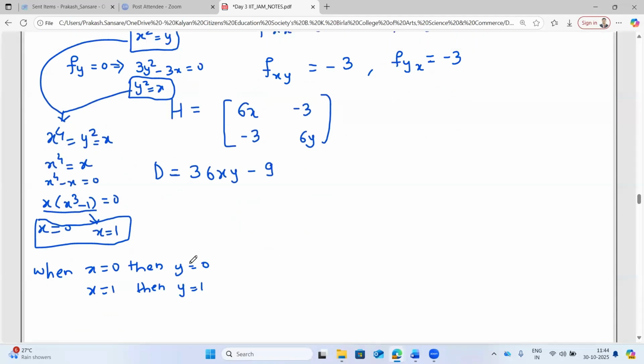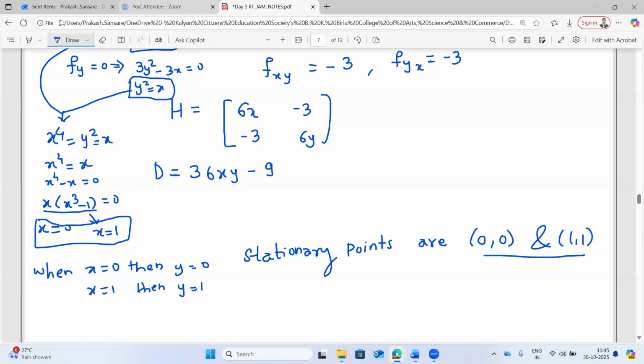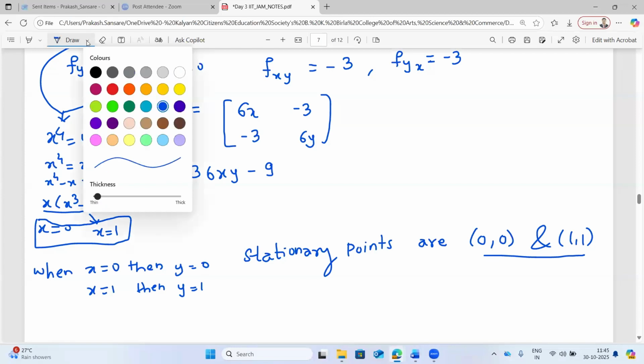So now it is in R2. The stationary points or critical points are in the ordered pair, basically 0, 0 and 1, 1. These are the two stationary points. Right. Now we'll go for the Hessian determinant. So D is basically 36xy minus 9. So let me change the page.